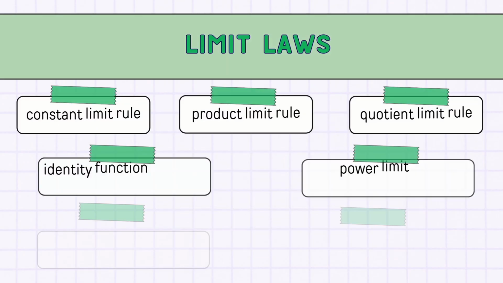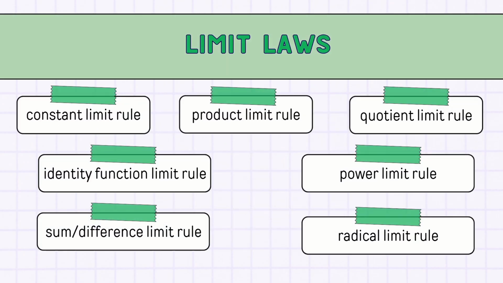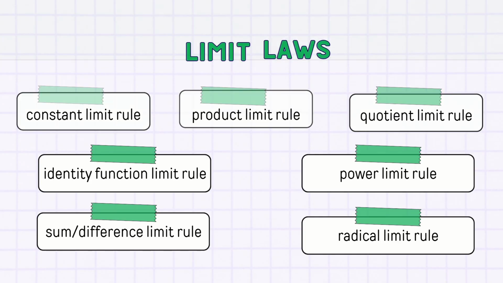In limit laws, we have 7 rules. Constant limit rule, identity function limit rule, sum and difference limit rule, product limit rule, quotient limit rule, power limit rule, and radical limit rule.